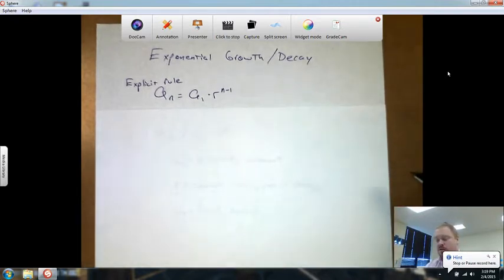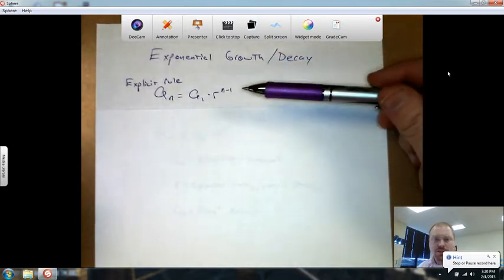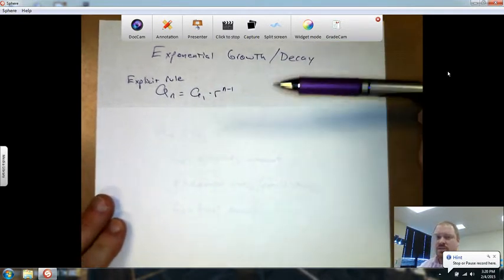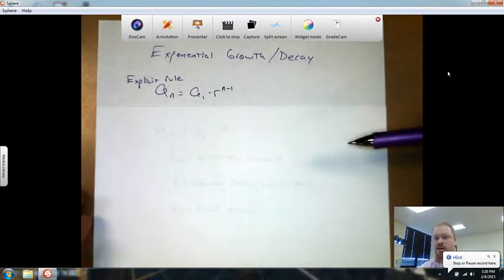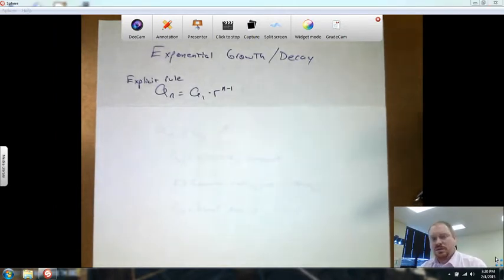Now, we've previously learned that in a geometric sequence, this would be the explicit rule: a sub n equals a sub 1 times r to the n minus 1, where r is the common ratio. However, it does make sense sometimes to talk about a sub 0, or how much you have to start. So it's not necessarily after the first application of whatever the growth or loss is.